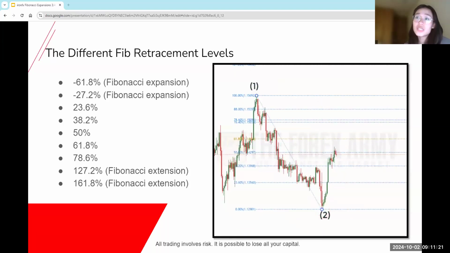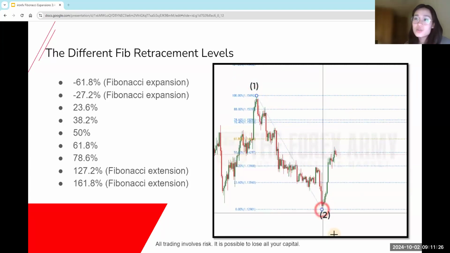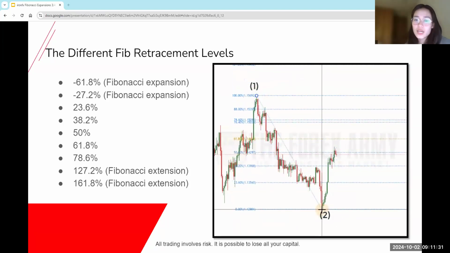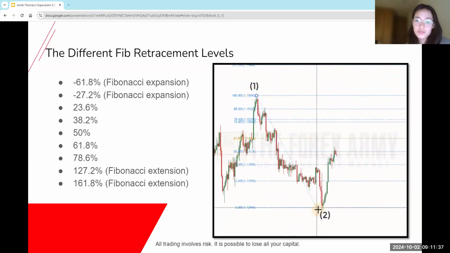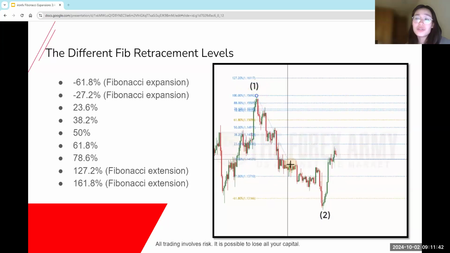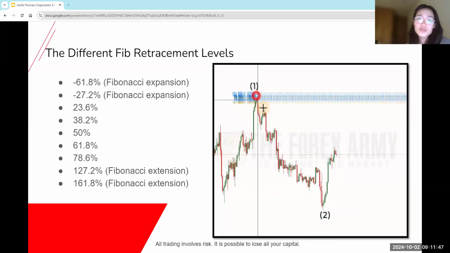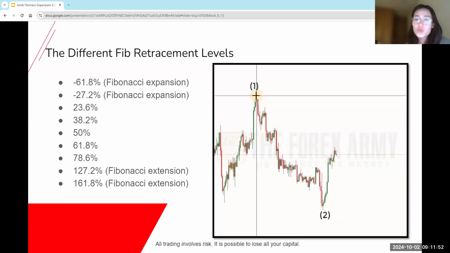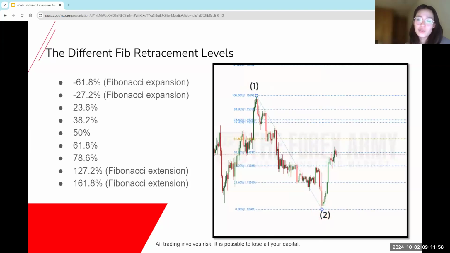All of these techniques use the same tool, the Fibonacci retracement tool, but it leads us to three different types of Fibonacci techniques. Expansions, which are the ones that we are going to be focusing on today, are the levels that are negative or less than 0%. Retracements, which we went through in the first session, are the mid-range Fibonacci levels, so ranging from 23.6 to 78.6. And lastly, for Fibonacci extensions, we are looking at levels that are greater than 100%, namely the 127 and the 161.8.